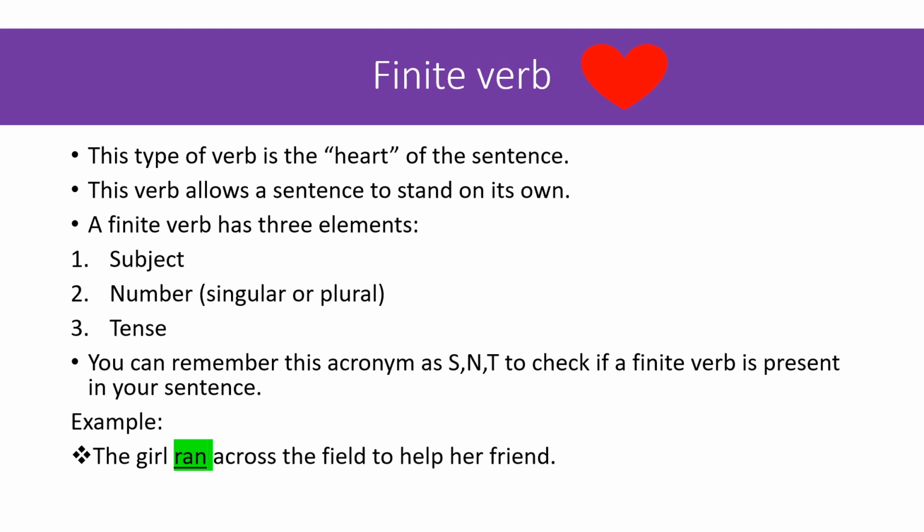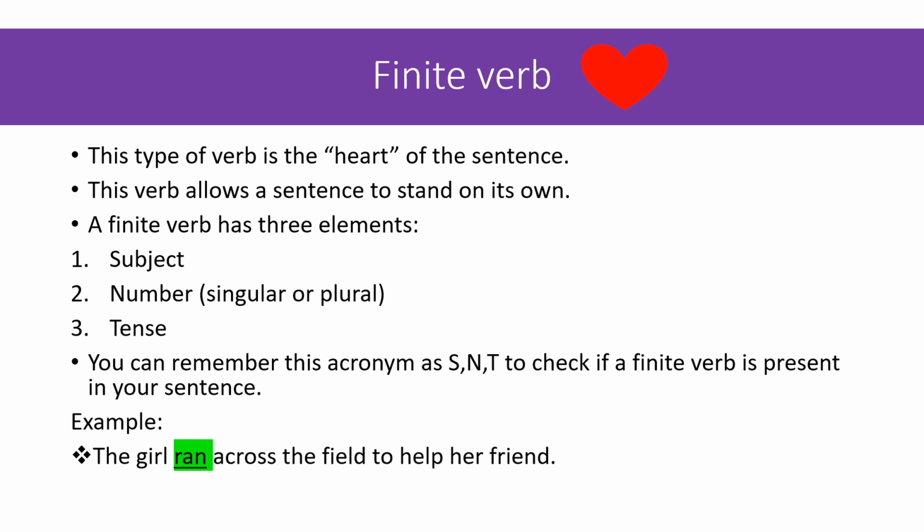The first verb we are going to look at is the most important verb of them all, the finite verb. We can call this the heart of the sentence because without this verb in a sentence, the sentence does not make grammatical sense. By using a finite verb, a sentence can stand on its own. A finite verb has three elements which include the subject, a number, and a tense. So you can use the acronym SNT to check if there is a finite verb in a sentence.